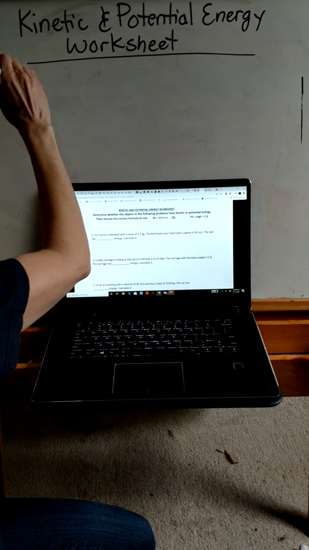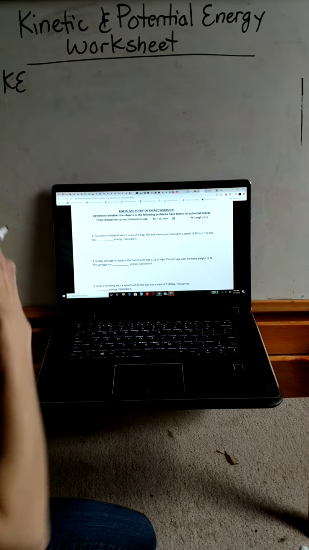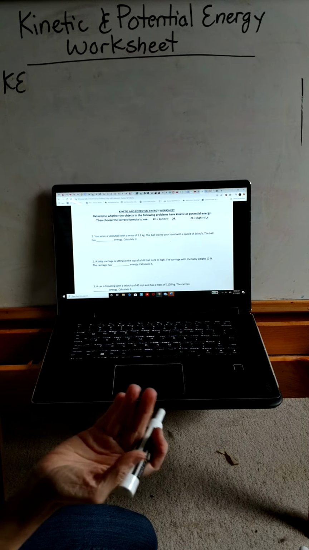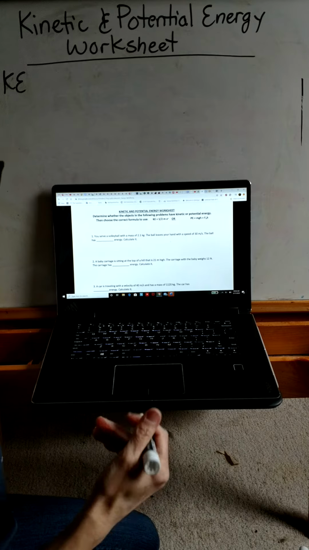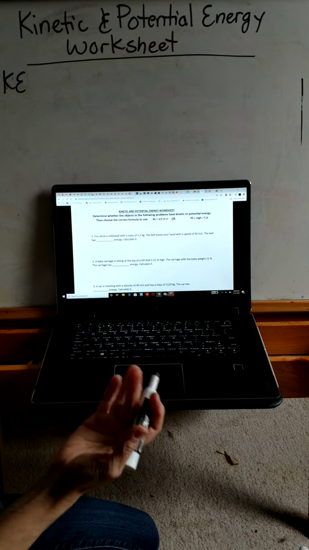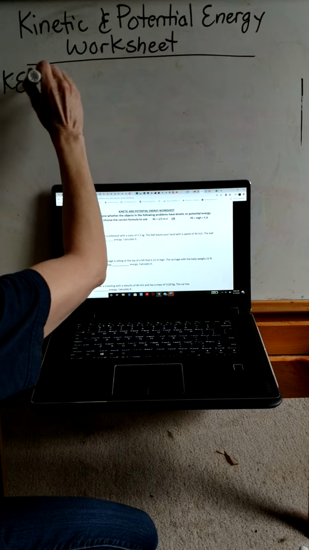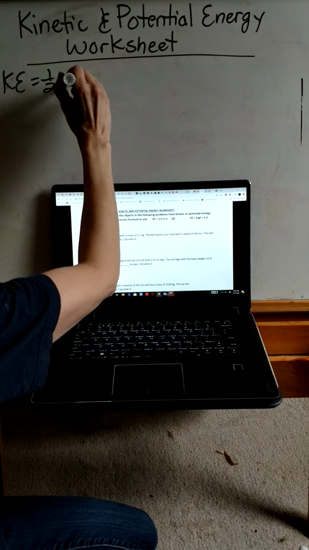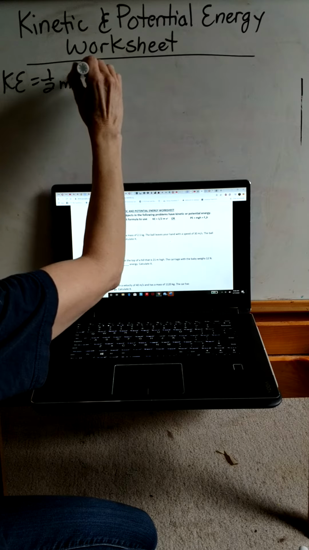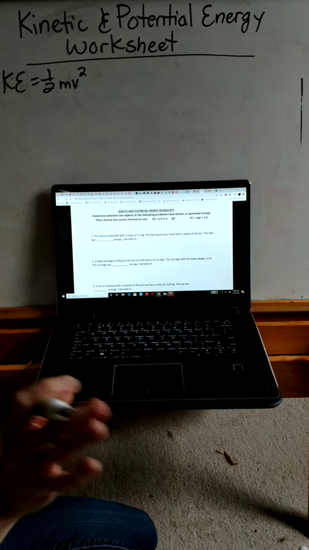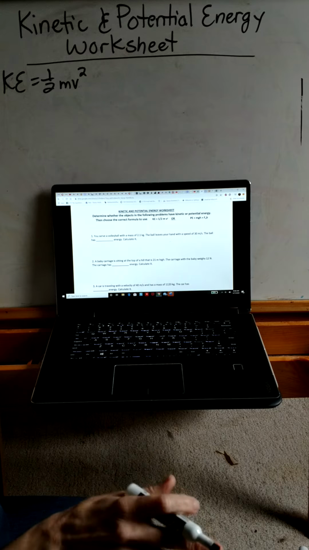One of the formulas is for kinetic energy. Remember, kinetic energy is the energy of a moving object. So we're going to use this formula anytime something is moving. Kinetic energy equals 1/2 times mass times velocity, and the velocity is squared. Only the velocity is squared.